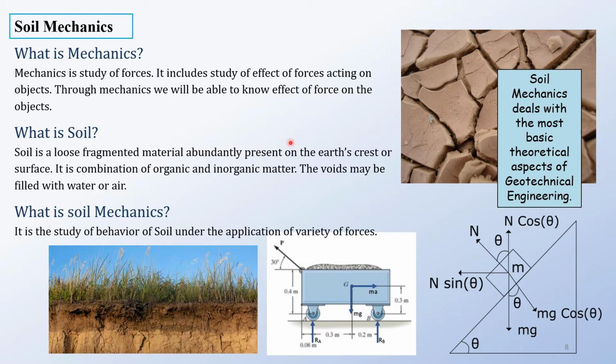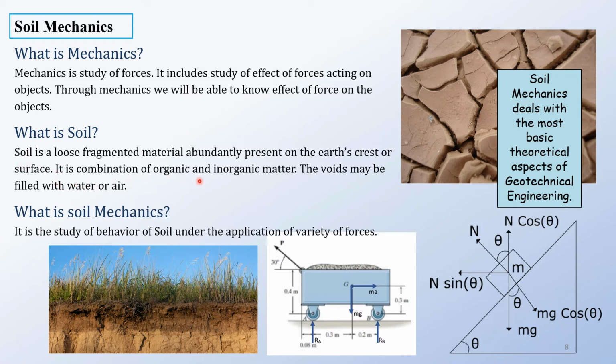So it is a loose fragmented material, that is, in very small pieces. We call them soil grains. So it is present abundantly. Enormous amount of soil is present on the Earth's crust. This is one part of the definition.